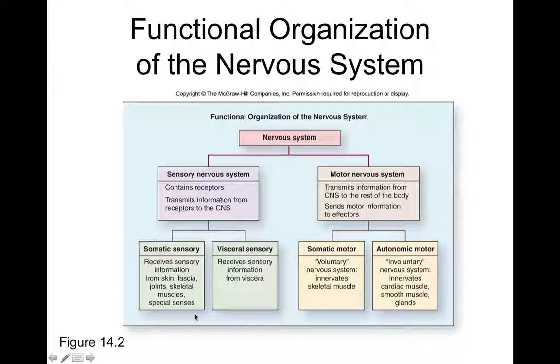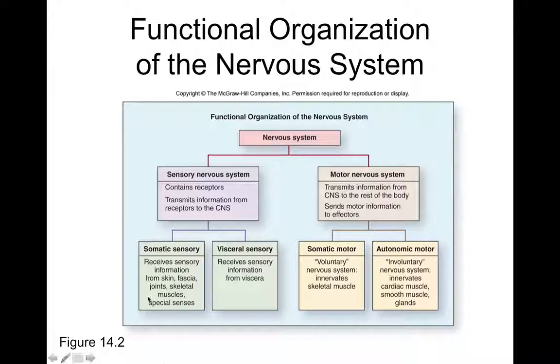Okay. Now, we have two types of sensory divisions. We have somatic sensory and visceral sensory. Visceral, remember, viscera means guts. So the visceral sensory nervous system is actually what picks up information from your internal organs, like your guts. So if you're feeling pain from your internal organs, that's your visceral sensory system.